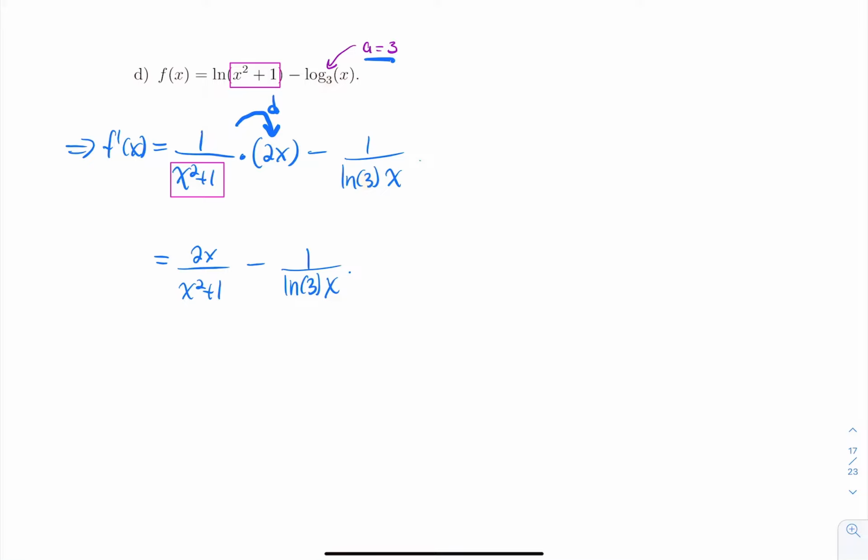And for log 3, because I know that the derivative of log base a of x is 1 over ln a times x, if you just use that formula where a is 3, you get that the derivative of log 3 of x is 1 over ln 3 times x. Be careful here, it's always ln a in these formulas. And you can simplify if you wish. The only thing to simplify here is combining the 2x with the 1 and writing it as 2x over x squared plus 1 minus 1 over ln of 3 times x.